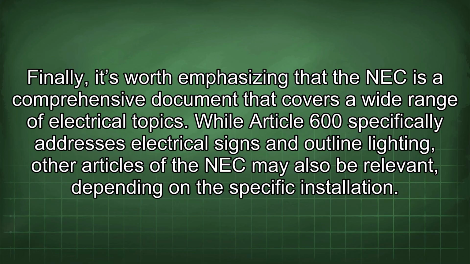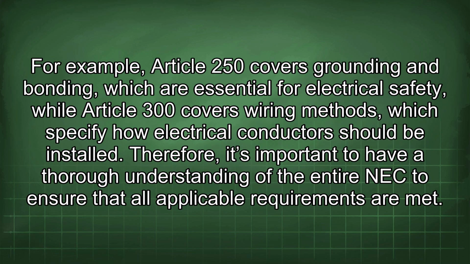Finally, it's worth emphasizing that the NEC is a comprehensive document that covers a wide range of electrical topics. While Article 600 specifically addresses electrical signs and outline lighting, other articles of the NEC may also be relevant, depending on the specific installation. For example, Article 250 covers grounding and bonding, which are essential for electrical safety, while Article 300 covers wiring methods, which specify how electrical conductors should be installed. Therefore, it's important to have a thorough understanding of the entire NEC to ensure that all applicable requirements are met.